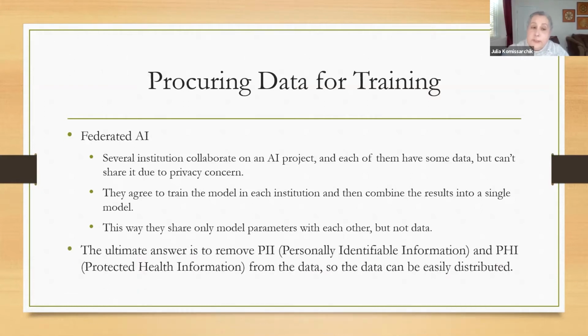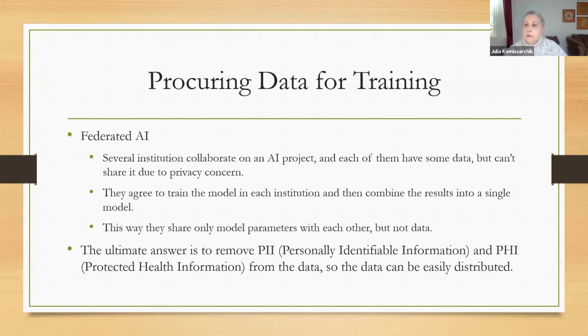But the ultimate answer is to create systems that will be able to remove PII, and that's where we've discussed PHI identification. So let's talk about what PII and PHI are. PII is personally identifiable information. That would be, for example, the name of the person on the credit card. And PHI is protected health information. That's the private information that is located in health records. So that's the ultimate answer: how to remove that sensitive information. That way, the data can be shared, aggregated, and used to train various models.